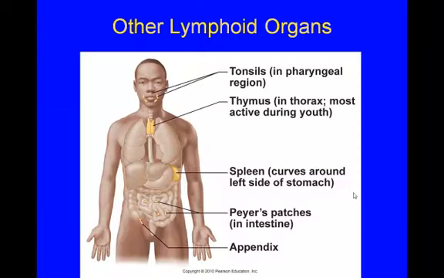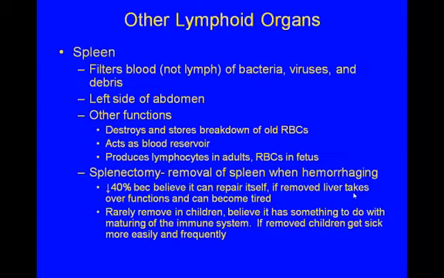All right, now we're going to be moving on into some of these other lymphoid organs like tonsils, thymus, spleen, appendix, and Peyer's patches. So we're going to start with the spleen. This is a unique lymph organ in the fact that it filters blood, not lymph, which is, again, kind of weird. But anyway, it filters blood of bacteria, viruses, and debris. So it's part of the immune system because it's doing what the immune system does. It's just filtering blood, not lymph. It's found on the left side of the abdomen.